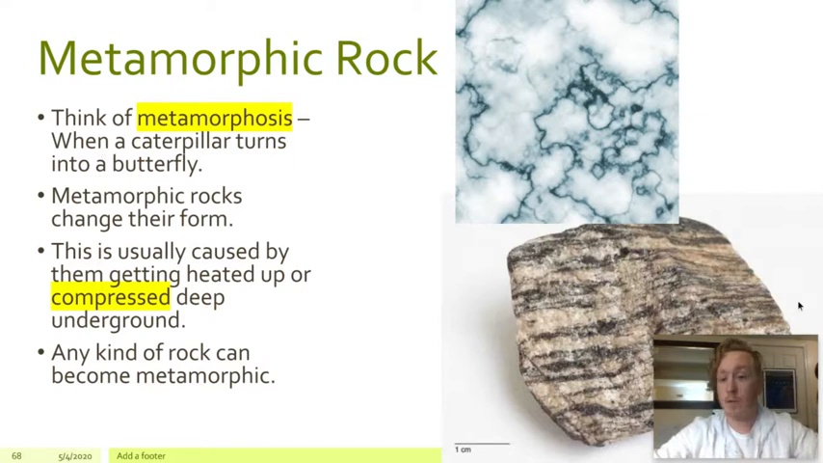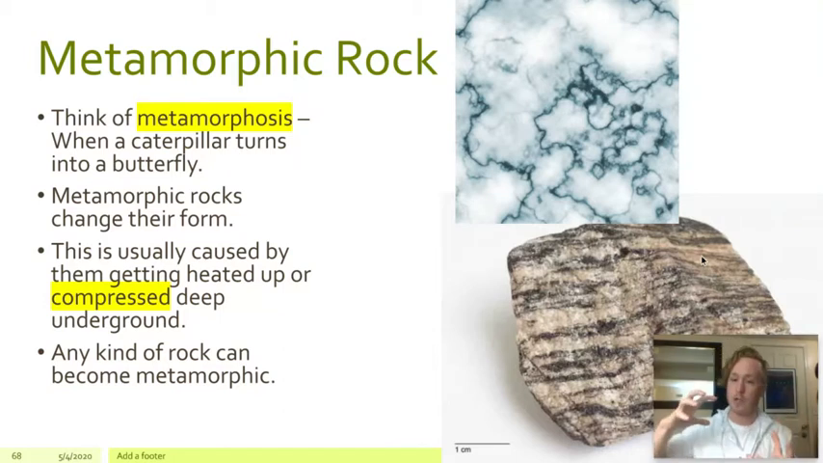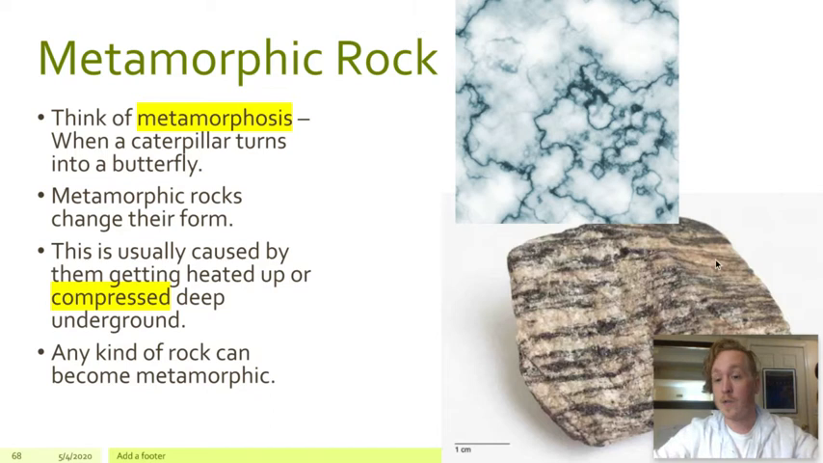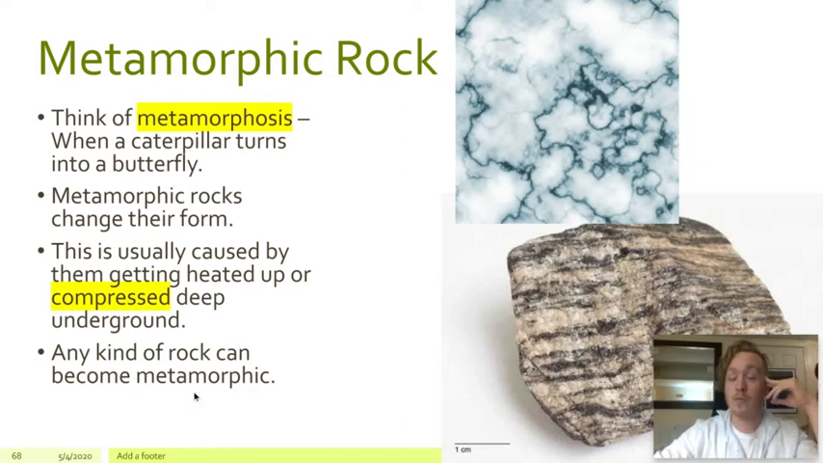This is another one. This is a type of sedimentary rock that has been heated and squished and compacted down into this very, very tight rock. You see these layers here show that it was originally a sedimentary rock. Any kind of rock, any of our three kinds, can become metamorphic. All that has to happen is it has to get buried deep underground, which can happen to any kind of rock over millions of years. That's mostly an 8th grade thing, but we'll get there.